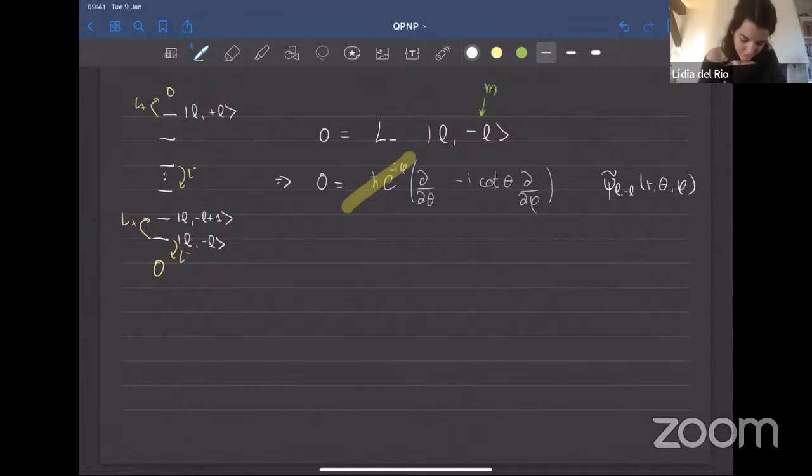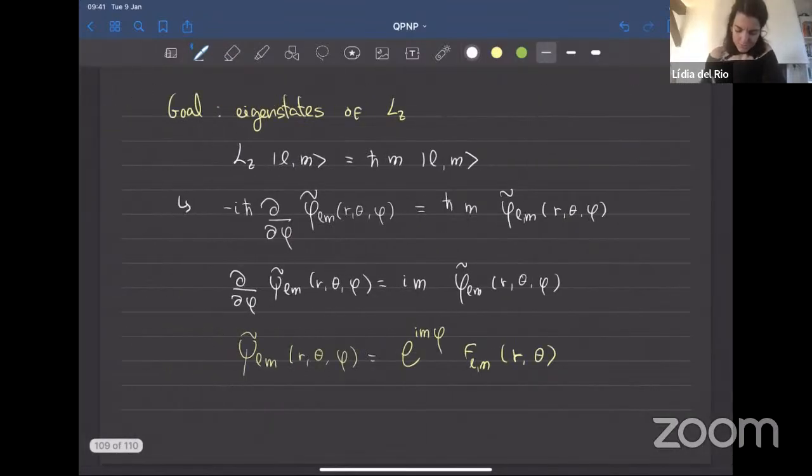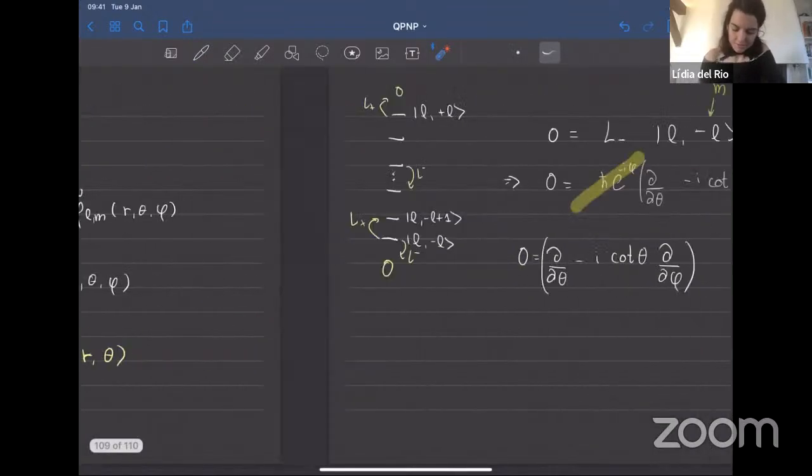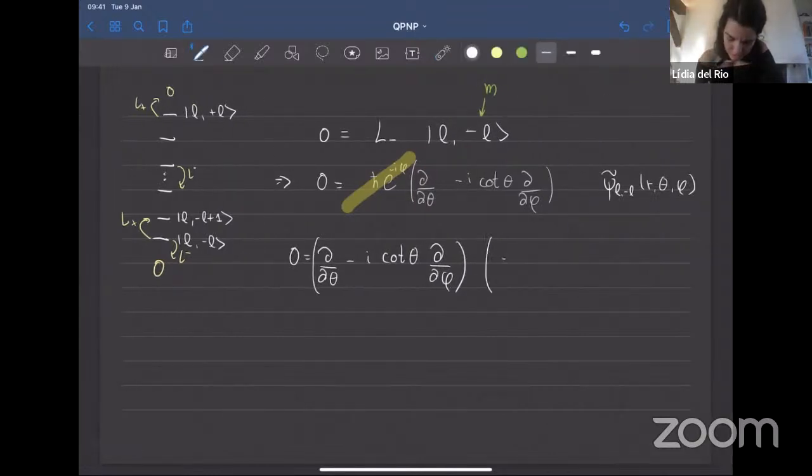Well, we have that. Let's do it explicitly. So we have zero equals d/dθ minus i cotangent θ times ψ. And then we can replace here already what we know about this function, right? So we know from before that this function has this form here. And we know the value of m is minus l. So we write it down here. So we have here e to the minus i l φ, this is the value of m. And then this unknown thing that depends only on r and θ.